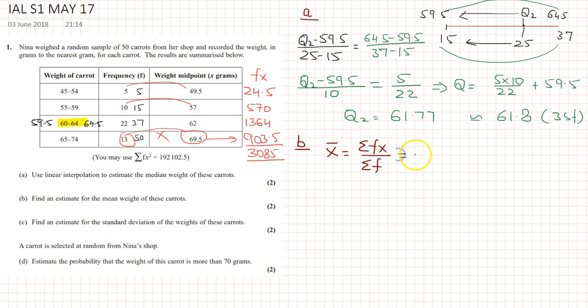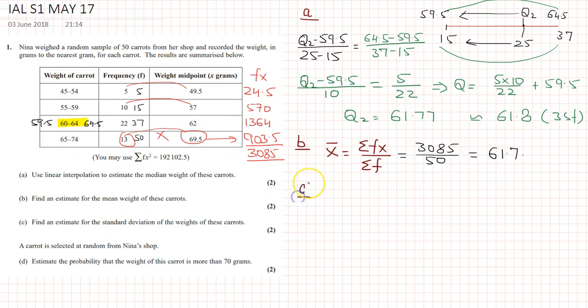So sigma fx is 3085 divided by sigma f, this is total 50, so that is equal to 61.7. That's the answer of part B.